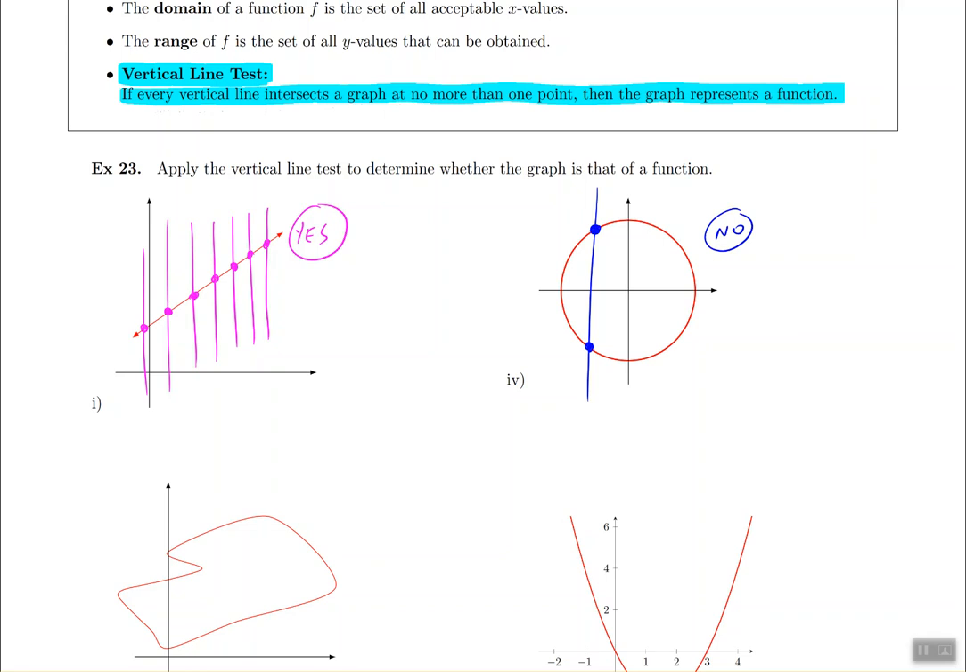So again, to be a function, it is very difficult. You have to pass the test over and over and over and over. To fail the test, all I have to do is fail once. If you can find me one line where the line crosses the original graph twice, then you're done. That's it. It's not a function.